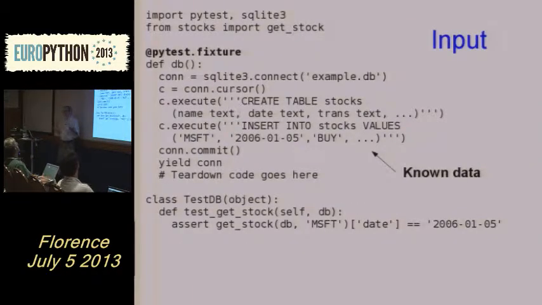So here's an example of input. We have a database, an SQLite database. So what we do in our pilot test setup is that we create a fixture where we set up the database and we put some information in it, and then we can do a test that we retrieve the right sort of information from the database.